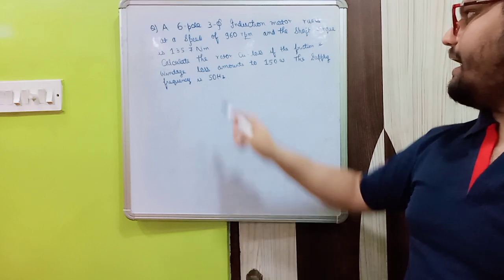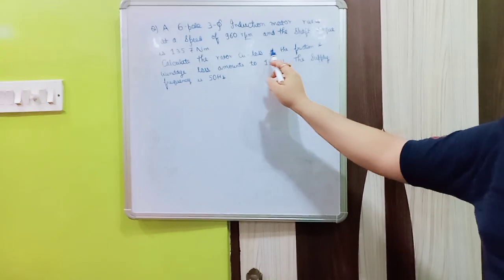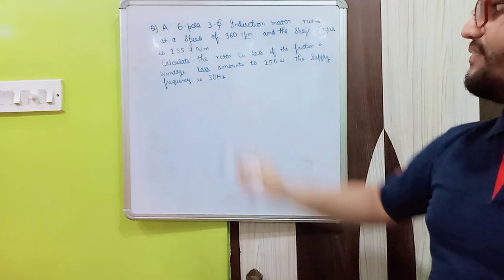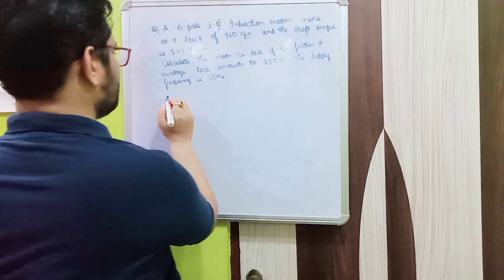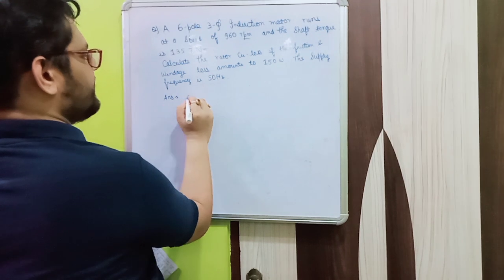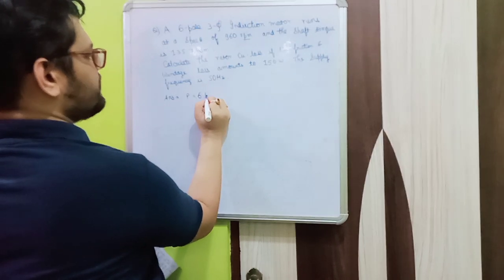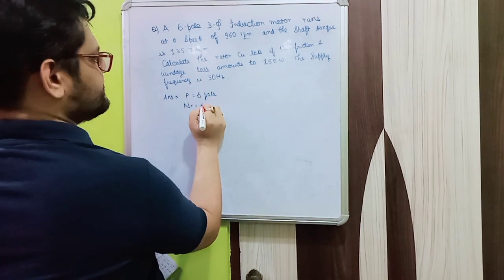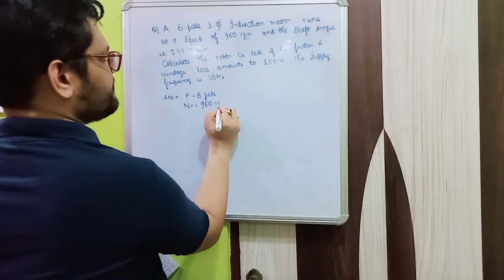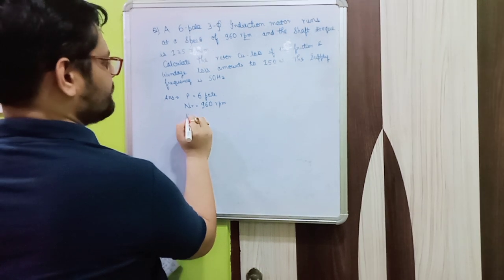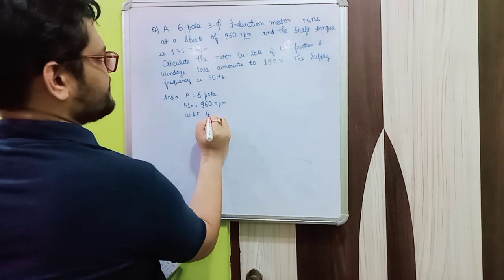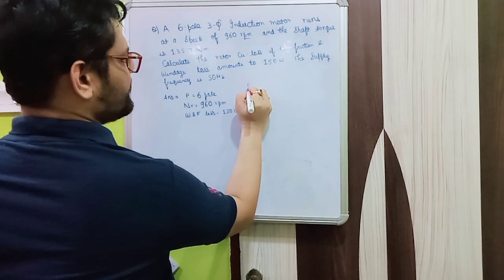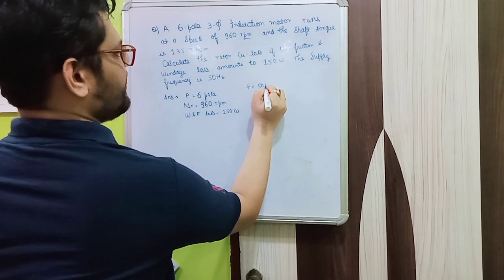135.7 Nm, and we have to calculate the rotor copper loss if the friction and windage loss amounts to 150 watt and the supply frequency is 50 hertz. So we have to write the given. What are the given here? P is equal to 6 poles and NR is equal to speed, 960 rpm. Windage and friction loss is given as 150 watt. Frequency is equal to 50 hertz.